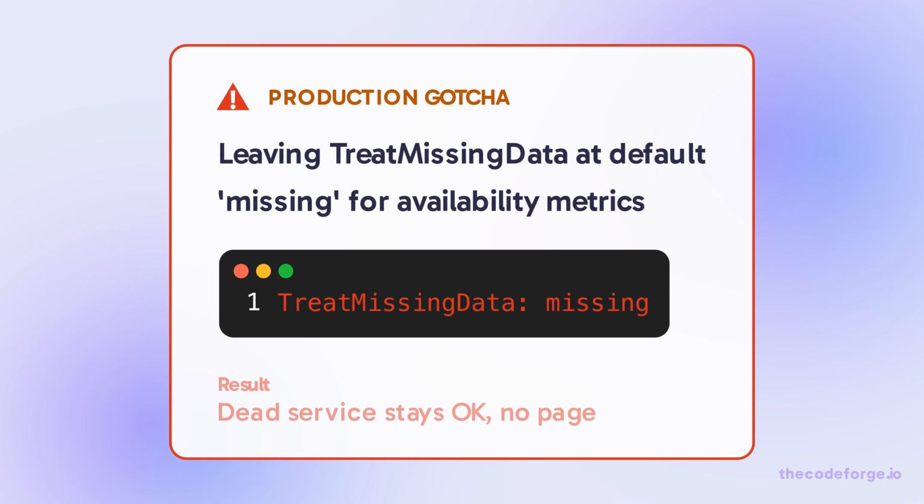The default missing policy does not page on silence. It only transitions to alarm if the alarm was already in alarm state. For availability metrics like Lambda invocations or heartbeat, silence means the service is dead. Always set TreatMissingData to breaching for any alarm that monitors a critical health signal.